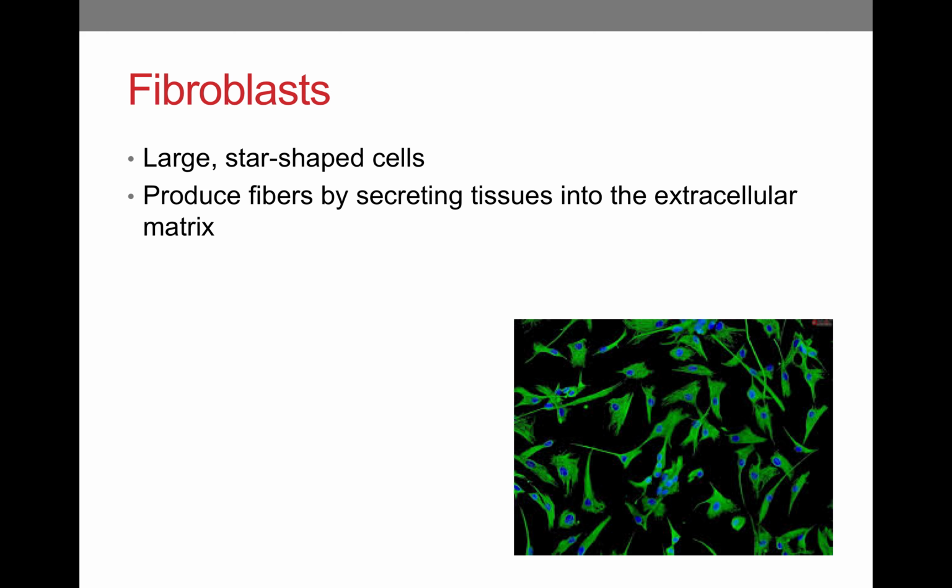There are different types of cells that are found within connective tissue, but the one that I want to cover is fibroblasts. Fibroblasts are large star-shaped cells, and what they do is they produce these protein fibers by secreting them into the extracellular matrix. So they secrete these fibers into the open spaces between the cells in order to make the new tissue. It's kind of like Spider-Man shooting his web.